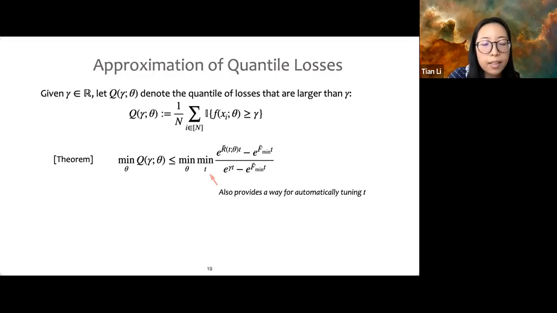And also by treating t as a variable, as opposed to a hyperparameter as in the previous discussions, we also provide a way for automatically tuning t.